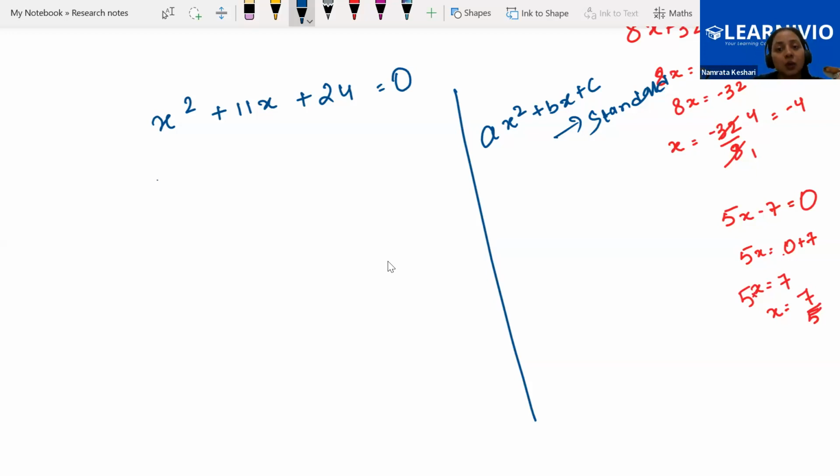Similarly, our quadratic polynomial's standard format is this one. This is how our quadratic polynomial will look, nothing else: ax square plus bx plus c. Here a, b, c are just numbers. So if we compare it with the standard form ax square plus bx plus c, can you tell me what is A, what is B, and what is C, just by doing the comparison?